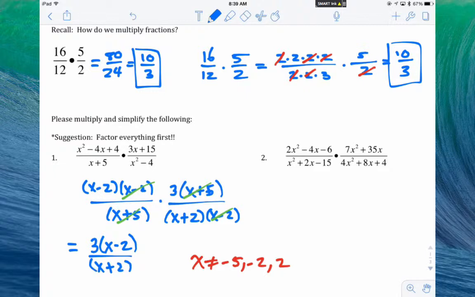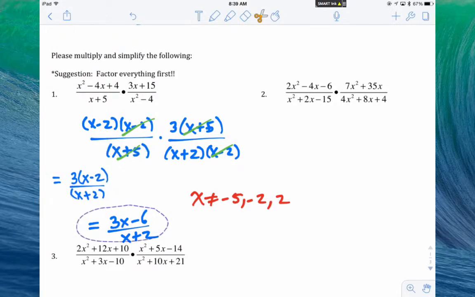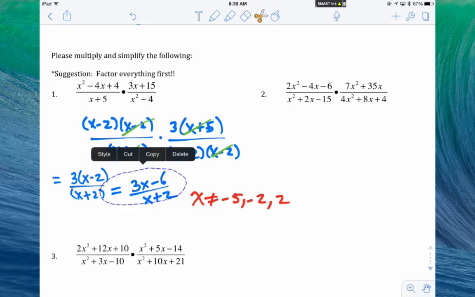Note to self, I really like this as your kind of final form of your product. Some people would prefer that you distribute that 3 in your numerator and write it as such. I think that's more of a stylistic thing. So I leave that choice to you, but in general, that's going to be our strategy for multiplying these rational expressions. Factor everything, note your variable restriction, multiply like fractions, and you're good to go.